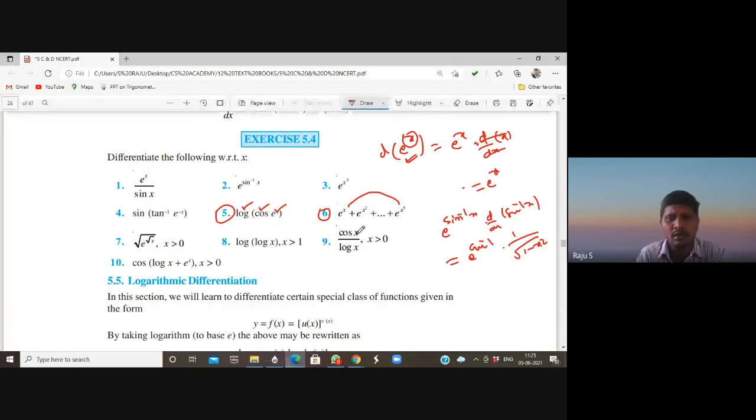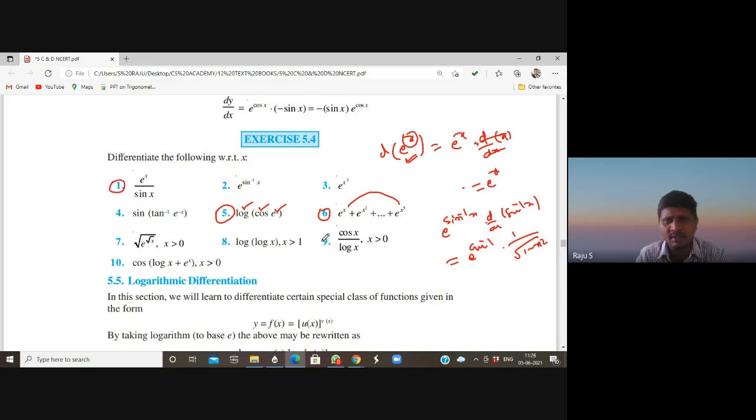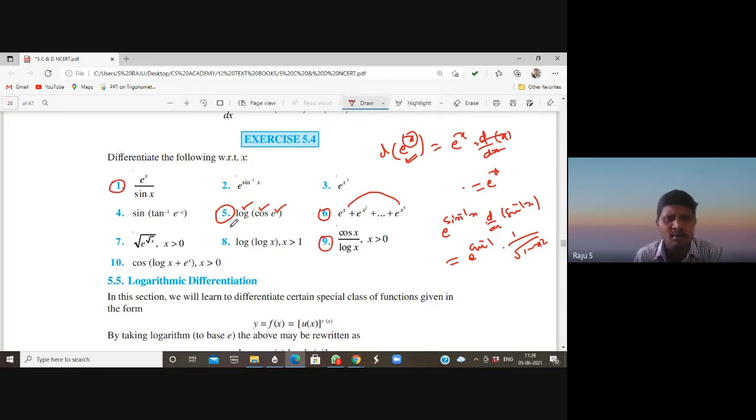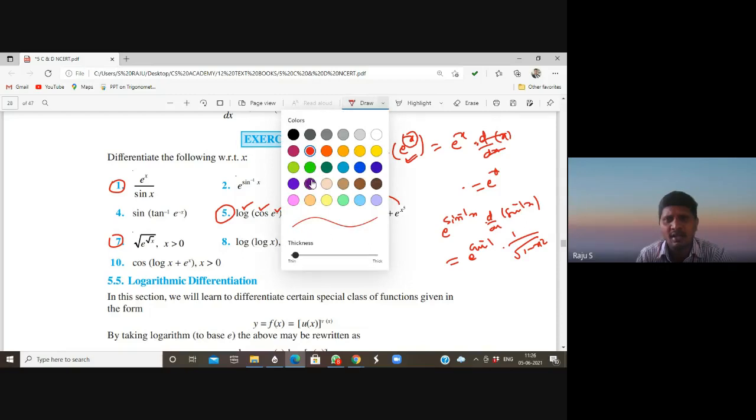So whatever the questions are given here, we can write the solution directly for all the questions other than the first and 9th, because we apply u by v. In the remaining ones we can apply the chain rule. See here, for example, the 7th question is there. Can anyone tell the direct answer for this question? Direct answer.